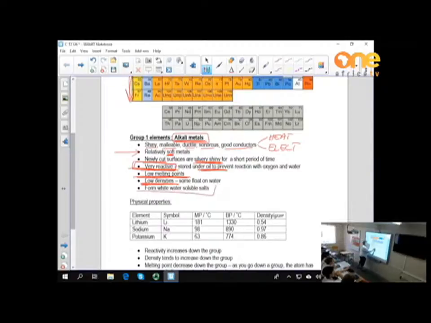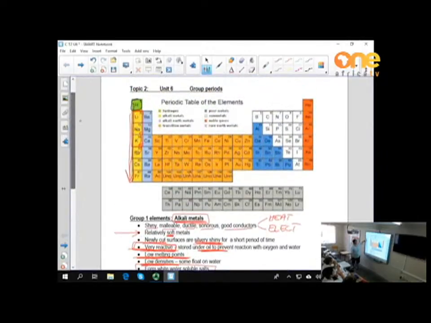They form a white water-soluble salt. We'll have a look at the chemical reactions a little bit later on, but when sodium reacts with water, it forms sodium hydroxide plus hydrogen gas. The sodium hydroxide is water-soluble. It's an alkaline substance, so the water becomes alkaline. That's why we call them the alkali metals.